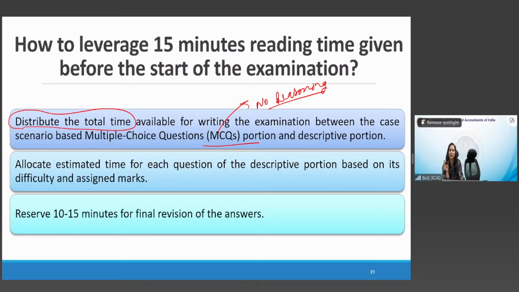Now, how to allocate time for the descriptive questions? Allocate estimated time for each descriptive question based on its difficulty and assigned marks. See, if a question carries, let's say, 5 marks, then even if you write the best of the best answer, you are not going to get more than 5 marks. I hope you agree with me, at least at this point of time. If the total weightage which a question carries is 5 marks, you are going to get at the most 5 out of 5, not more than that. So spend time on a particular question in commensuration with the marks which it carries.